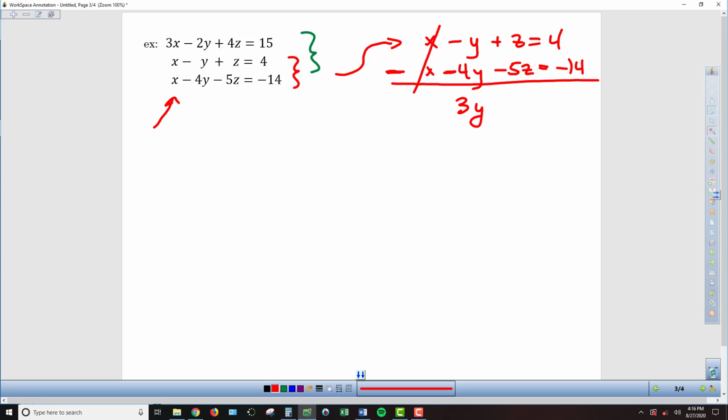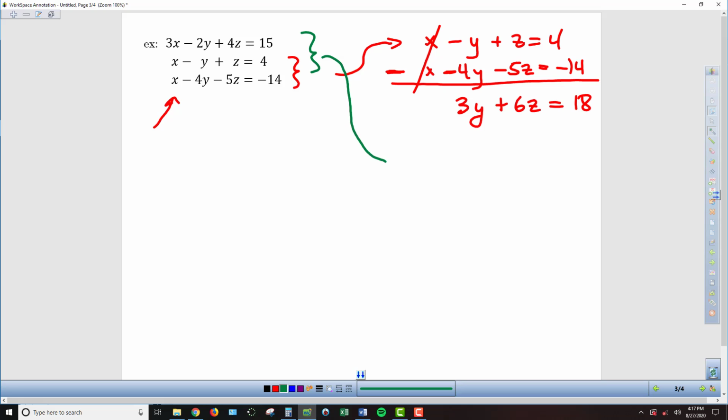Same thing is true on the next piece. We have z minus negative 5z, so think of that as z plus 5z, subtract a negative, so it becomes plus. So z plus 5z is 6z. And then we have to do that one more time, 4 minus negative 14, so that becomes 4 plus 14, so we get 18. So we've eliminated x once. So now we're going to have to do it again.